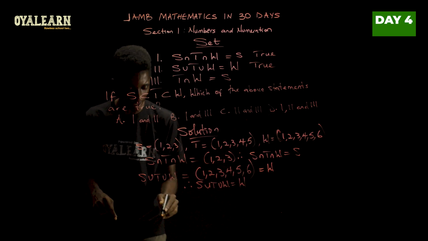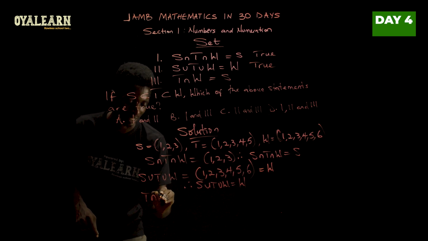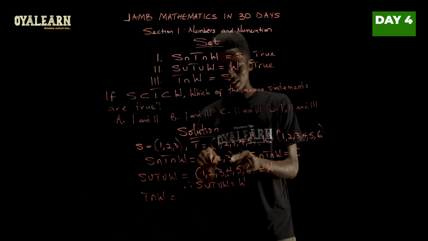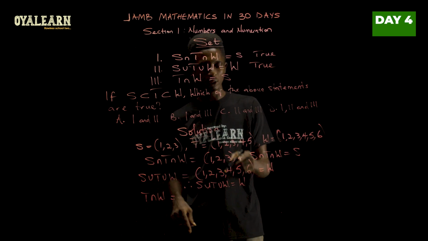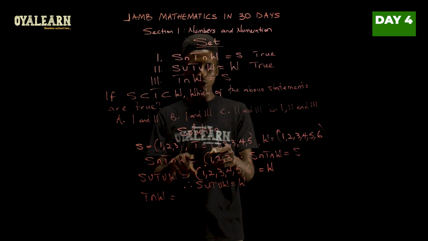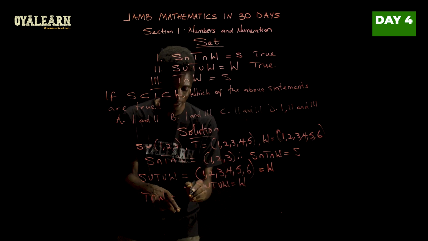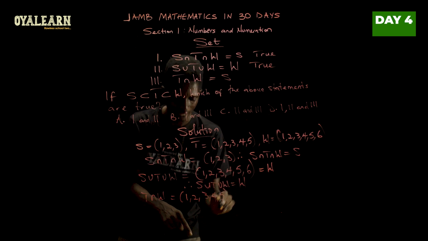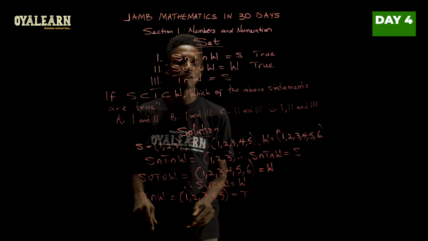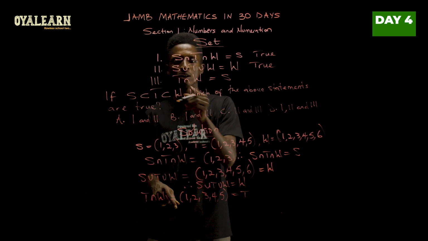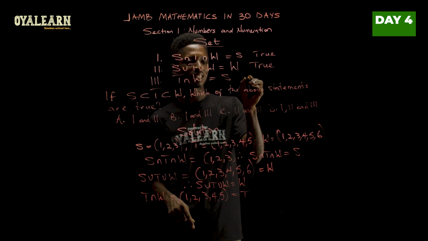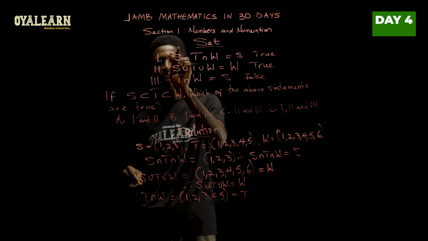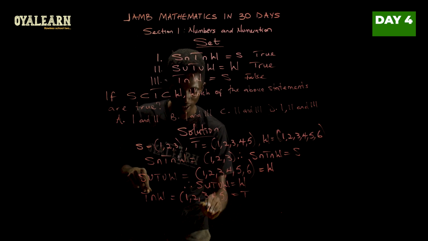Now the third and final statement here says T intersect W. Now let's look at subset T and subset W and see the elements that they have in common since we are doing intersection. So the intersect of T and W would be all the elements in T, which is 1, 2, 3, 4, and 5. Now this is actually T and it's not S. Therefore, T intersect W equals S is false. So the statements that are true there are statement 1 and statement 2. So our answer would be A.